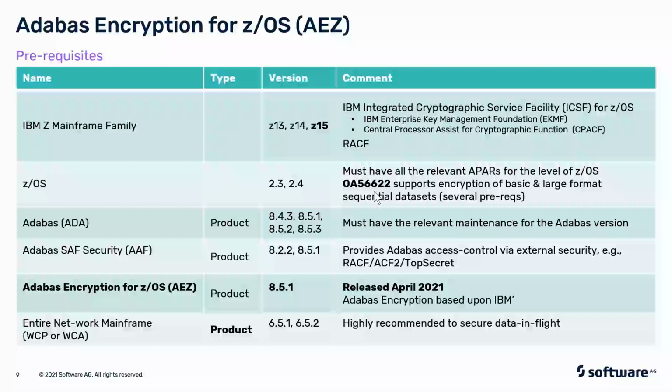You have to be at Adabas 8.4.3 or above. You have to have ADASAP 8.2 or 8.5, and you have to get a license for Adabas Encryption for z/OS, which will give you the license key and the load library you need, and that is at version 8.5. That will work with Adabas 8.4 or 8.5. You're fine. And then if you want to also encrypt the data in flight between Adabas and the applications, that's done with Entire Network 6.5.1 or 6.5.2.